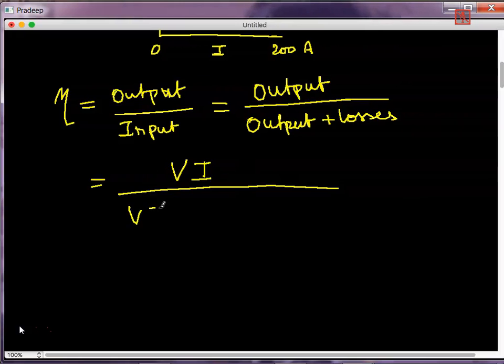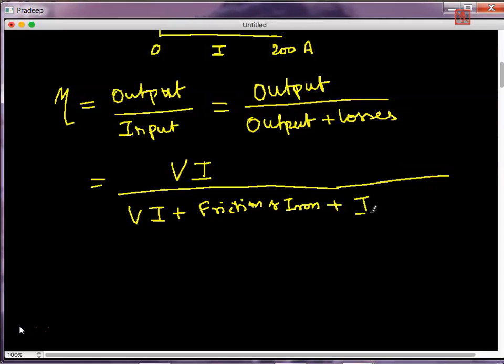So similarly, the output is again voltage into current plus losses. So what are the losses? Losses are friction losses and iron losses plus copper losses. So what are the copper losses? Copper losses are shunt current square multiplied by shunt resistance plus armature current square multiplied by armature resistance. So this is the copper losses. Everything we have covered, so if I want to know efficiency, I have all these things.